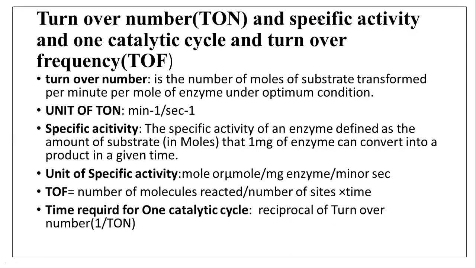So specific activity. Specific activity of an enzyme is defined as the amount of substrate in moles that 1 milligram of enzyme can convert into product in a given time. The very important terms are moles, and per 1 milligram of enzyme. In the case of the turnover number, everything has to be converted into moles.